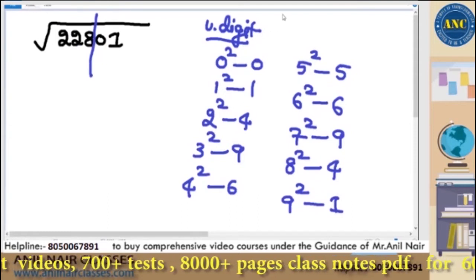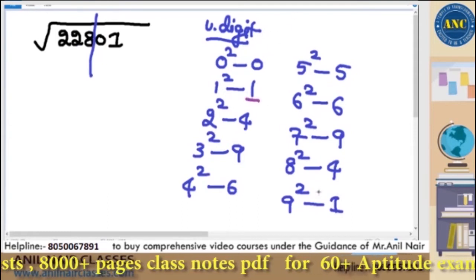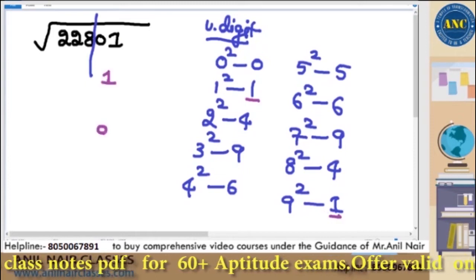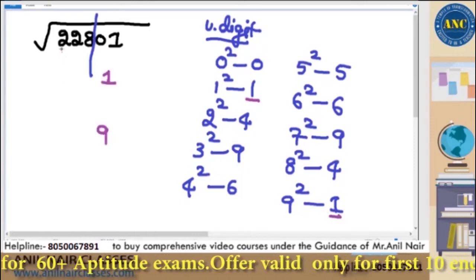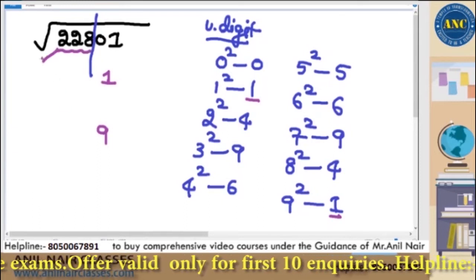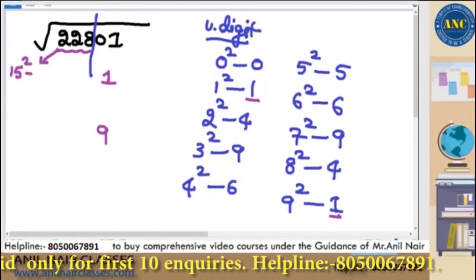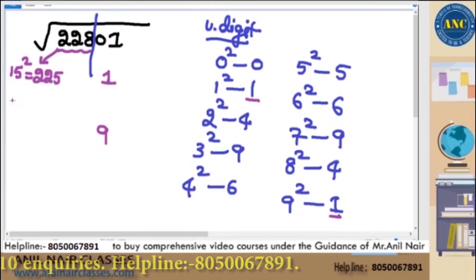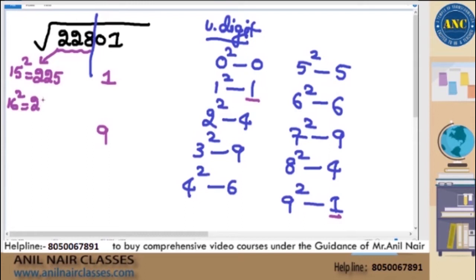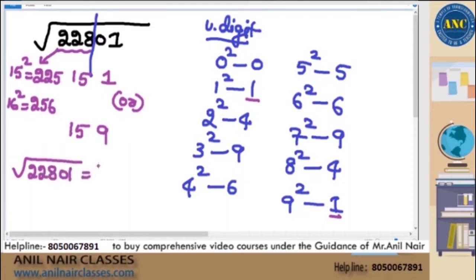It is ending with 1. If it is ending with 1, which numbers are there? 1 or 9. So the unit digit will be 1 or 9. I hope it is clear. 228 lies between which two perfect squares? 15 square is 225 and the next, 16 square, is 256. Take the smaller number, 15. So the number is 151 or 159. We are stuck between 151 and 159. Now apply digital sum. Suppose it is 22801, if it is 151.